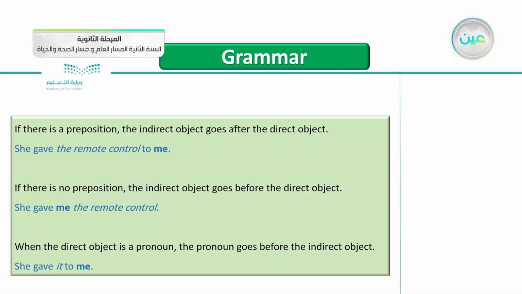The second part here: if there is no preposition, to or for, the indirect object goes before the direct object. She gave me the remote control. Notice the difference here.